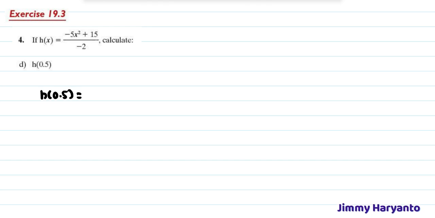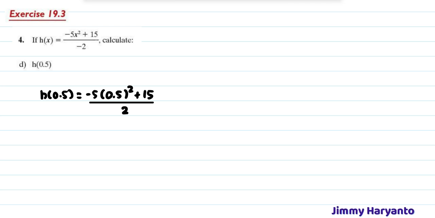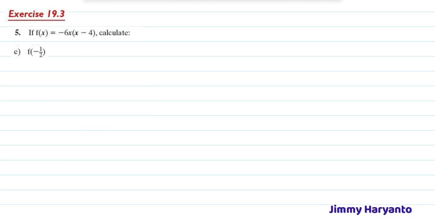And then question 4, h(0.5) equals negative 5 times 0.5 squared plus 15 and then divided by 2. I will calculate this one first. It's 55 over 8.